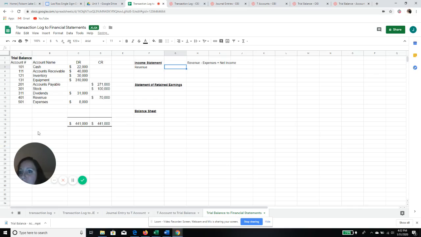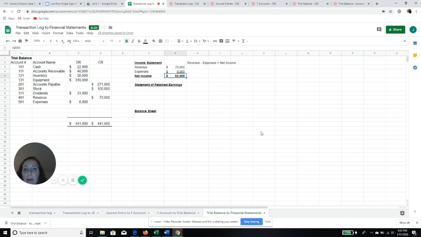Okay, so let's go over here, revenue. And I'm going to take this directly from my trial balance. We're not going to worry about debits and credits right now. We'll just make everything be a positive number. So our revenue is $70,000. And then I'm going to list my expenses. And my expenses were $8,000. And that's going to give me my net income, which is revenue minus expenses, or $62,000. So it's $70,000 minus $8,000 is $62,000. And that's our net income.